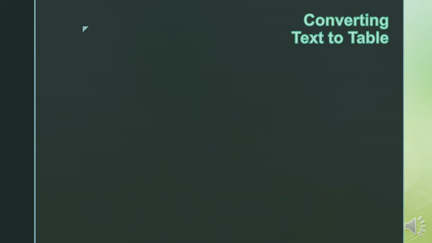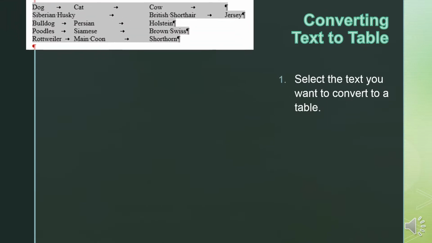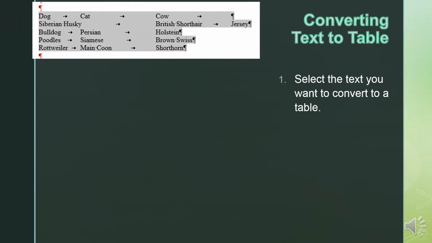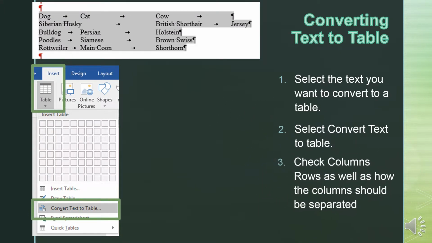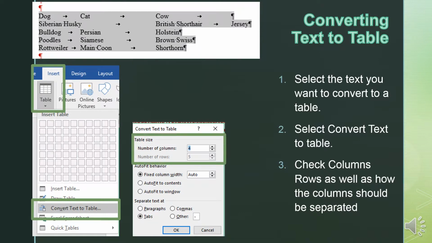Converting text to table. When you have a series of text that you want to put into a table, select the text you want to convert to a table. Select Convert to Table. Make sure you do not select Insert Table, but Convert Text to Table. Check columns, rows, as well as how the columns should be separated. So in this case, the number of columns we want is 4. And then we want them separated by tab. Actually, it's by 3. Then click OK.